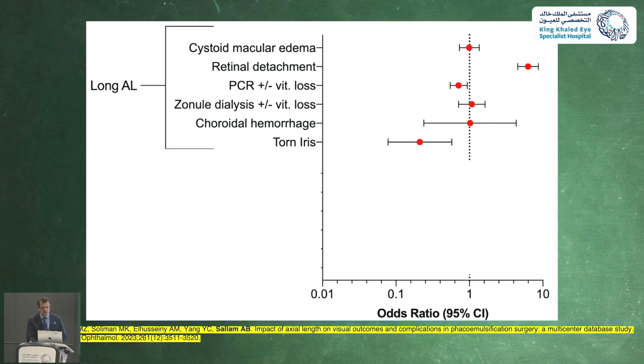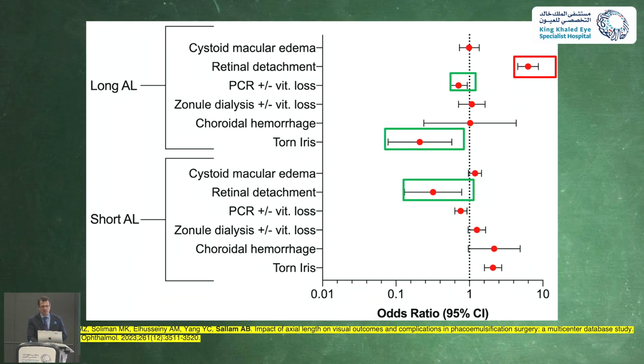The complications that were different were not PC rupture, but retinal detachment in high myopic eyes, as you would expect, and torn iris in very crowded eyes, again because of the difficulty of access. Otherwise, there was really nothing significant.